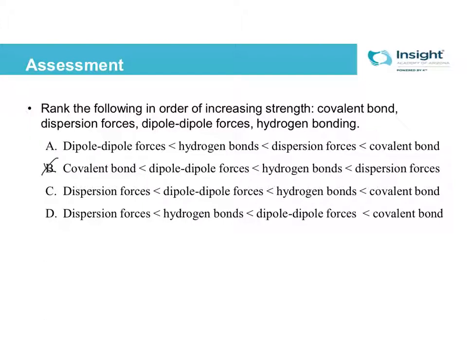And then my weakest intermolecular force was dispersion forces. So that needs to come first, so I can get rid of A. And now it's just getting these in the right order. Dispersion forces was weakest. Next strongest, the medium strength one, was dipole-dipole forces. The strongest intermolecular force was hydrogen bonds, and then covalent bonds are stronger than that. So C is your right answer.